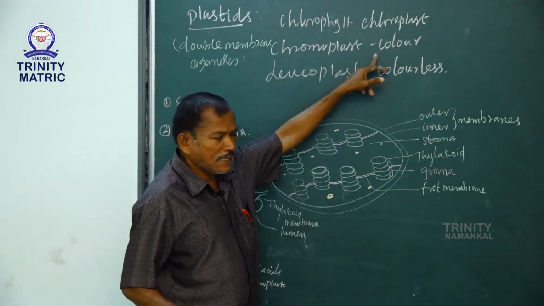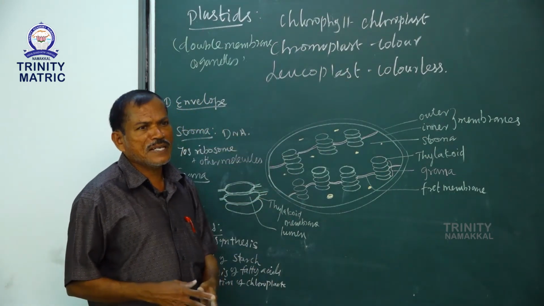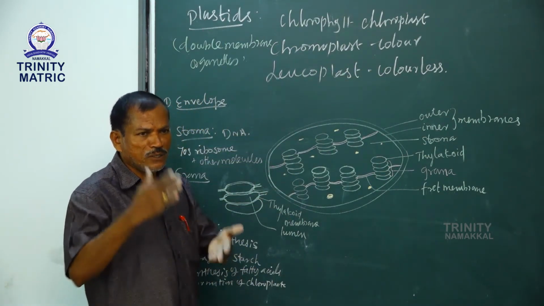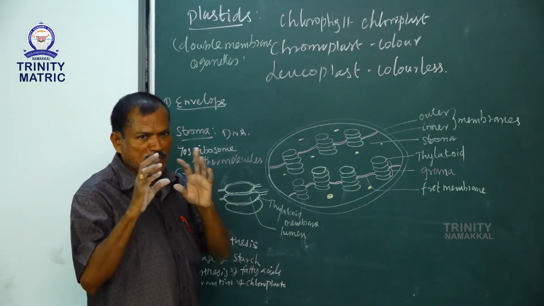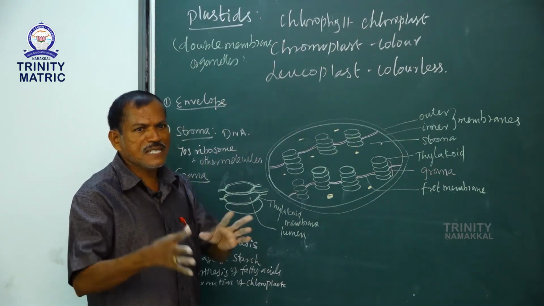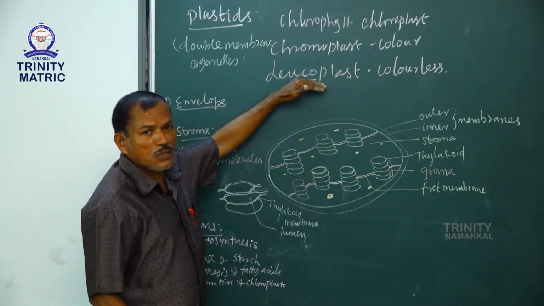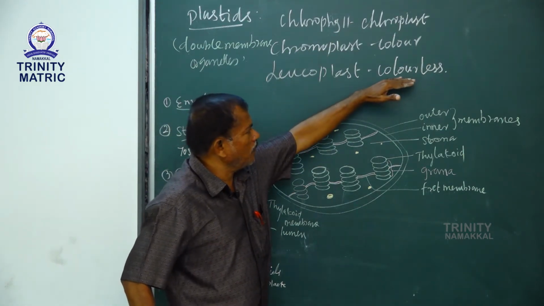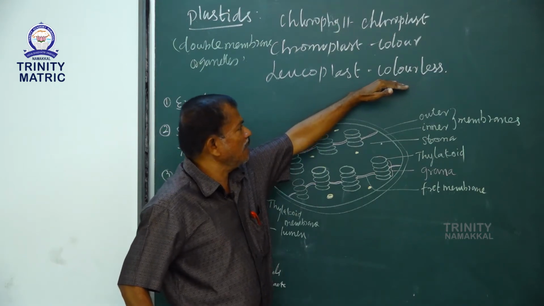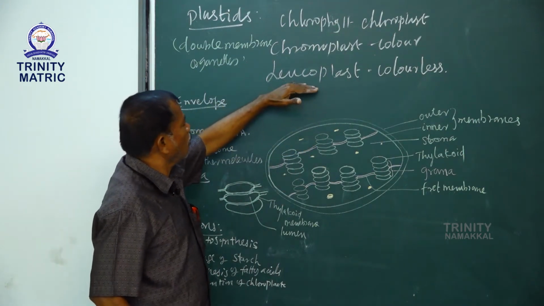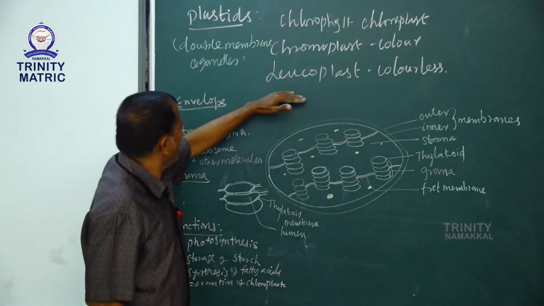Chromo means color. And then in some plants, for example when you cut any part of the stem, the inside of the stem looks white in color. That is due to the presence of a leucoplast. A colorless plastid present in the plant is called a leucoplast.